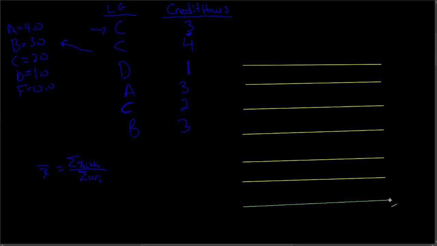Sorry if my lines are not as evenly spaced. So we'll turn the letter grade to C was a 2.0. And so this will be our x's. The credit hour will be our weight. So 2.0, 4.